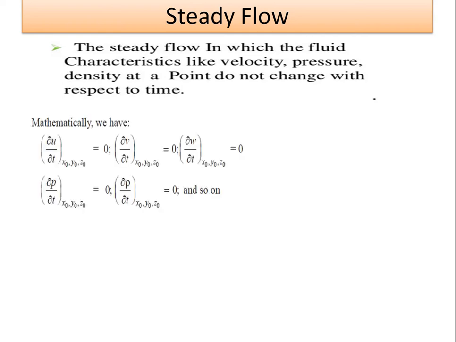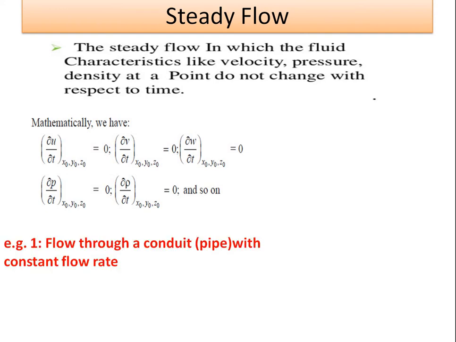So mathematically we will write this as ∂u/∂t at (x0, y0, z0) equals 0. ∂v/∂t at (x0, y0, z0) equals 0. And ∂w/∂t at (x0, y0, z0) equals 0 with respect to the velocity. With respect to pressure, ∂p/∂t at (x0, y0, z0) equals 0. That is, no change in pressure. And ∂ρ/∂t at (x0, y0, z0) equals 0, and so on. That shows there is no change in velocity, pressure as well as density with respect to time.